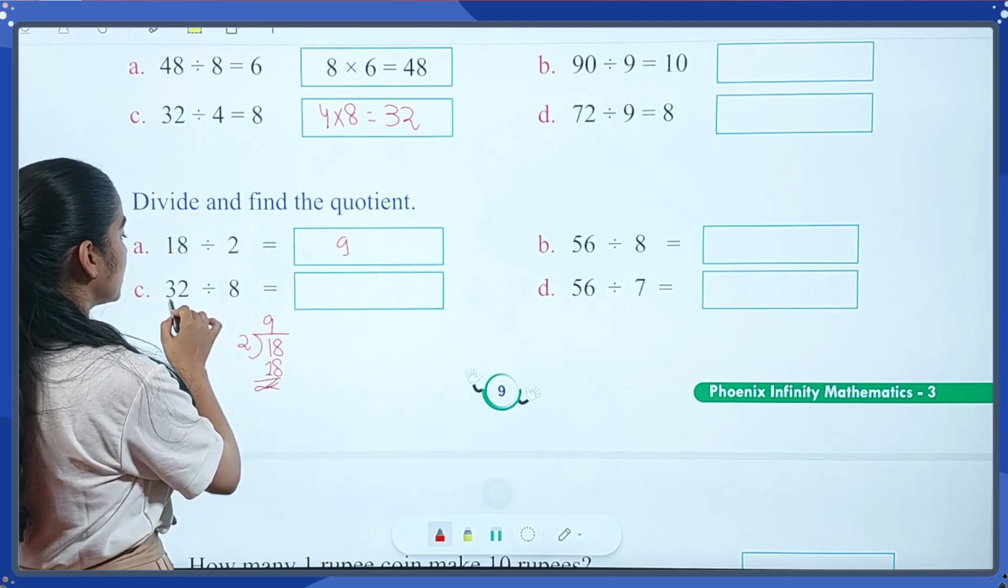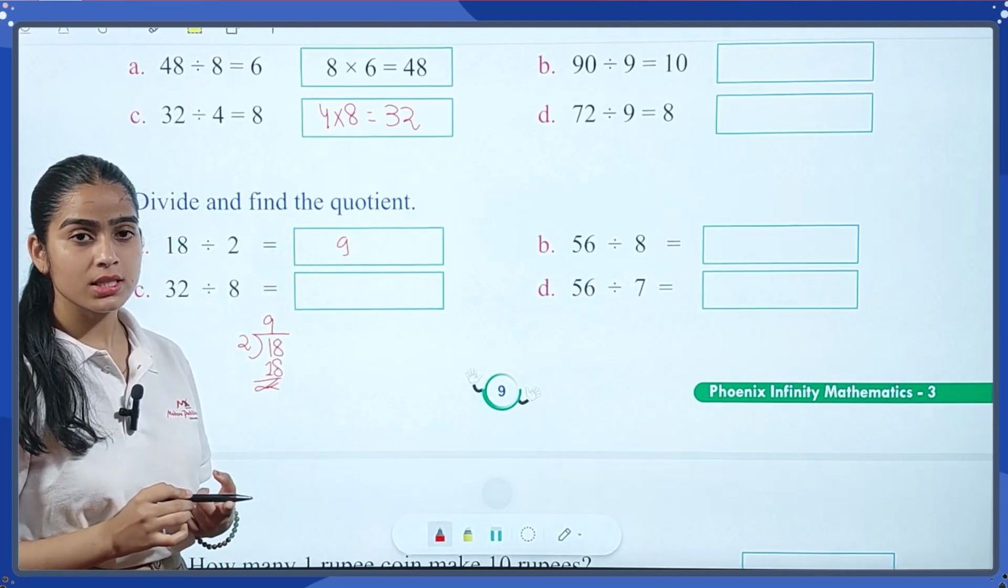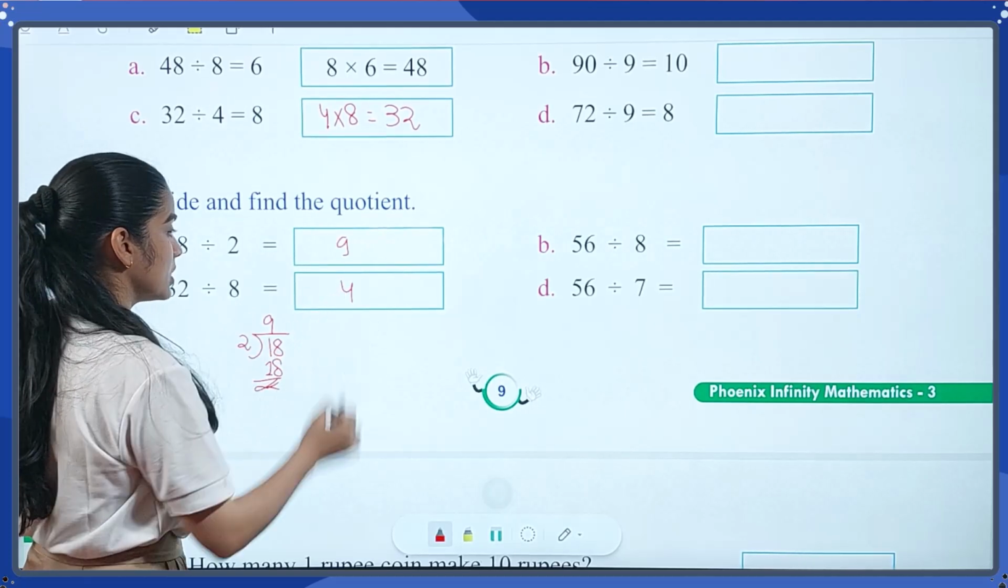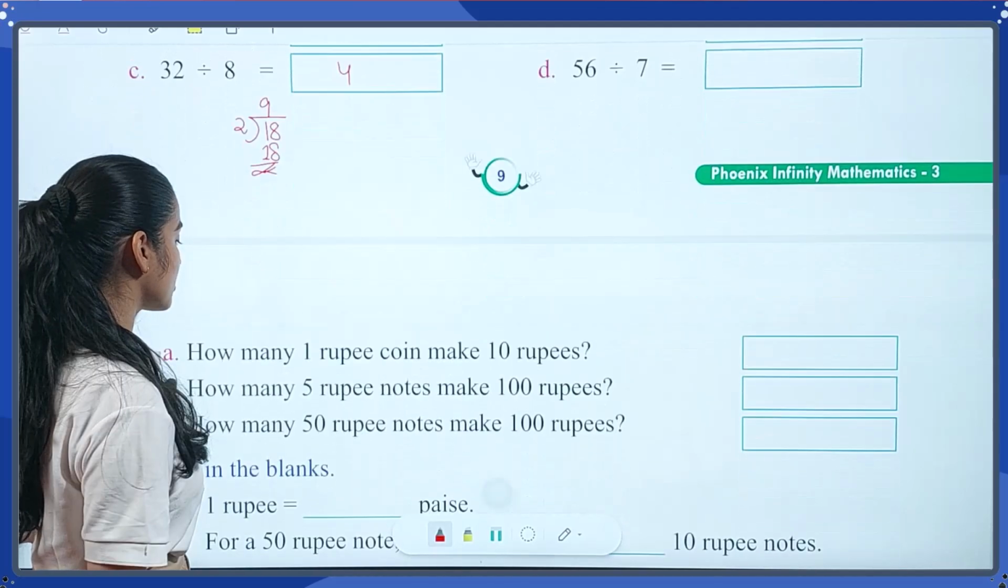For 8 in 32, so 8 ones are 8, 8 twos are 16, 8 threes are 24, 8 fours are 32. It means 4. So in the same manner you have to solve the rest of the two questions.